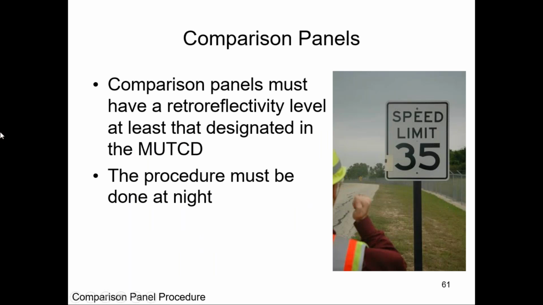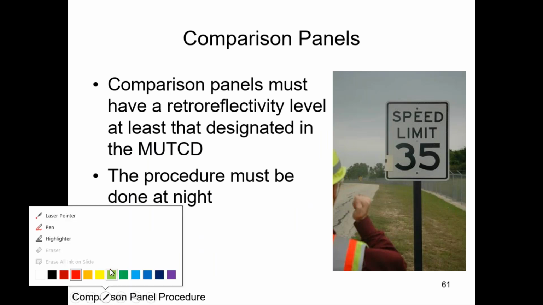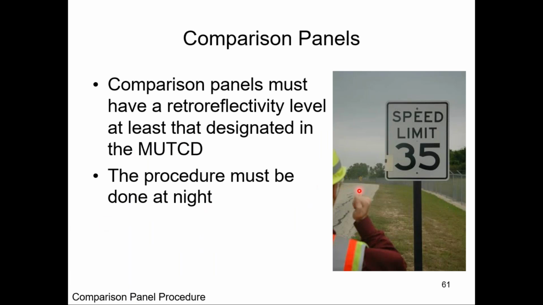You can see the panel is clipped on, like a coupon clipped onto the sign. The inspector has stepped back. It should be 25 feet. That appears a lot closer. Holding the flashlight, a little pen light, next to his or her ear. If the panel is brighter than the sign, that means the sign fails because it's below minimum. If the sign is brighter than the panel, then the sign is good to go for another year.